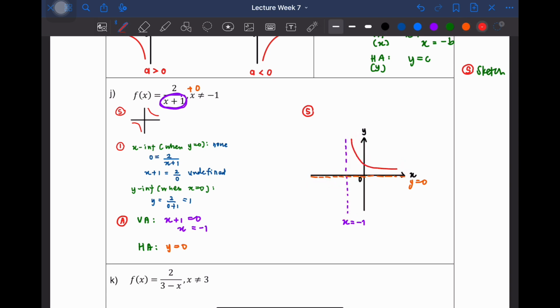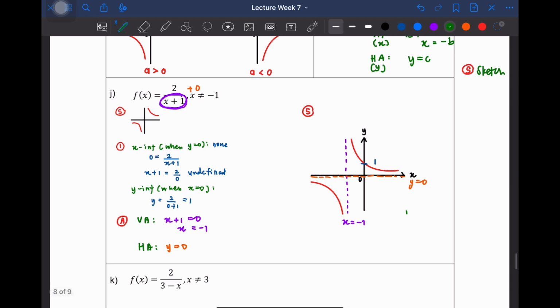The first one dekat sini. Okay, and then the second one is over here. Like this, settle. Okay, so and then don't forget to label your y-intercept. Y-intercept up here given is 1. Awak dah cari tadi jawapan dia, 1. Okay, then setelah awak punya graph.